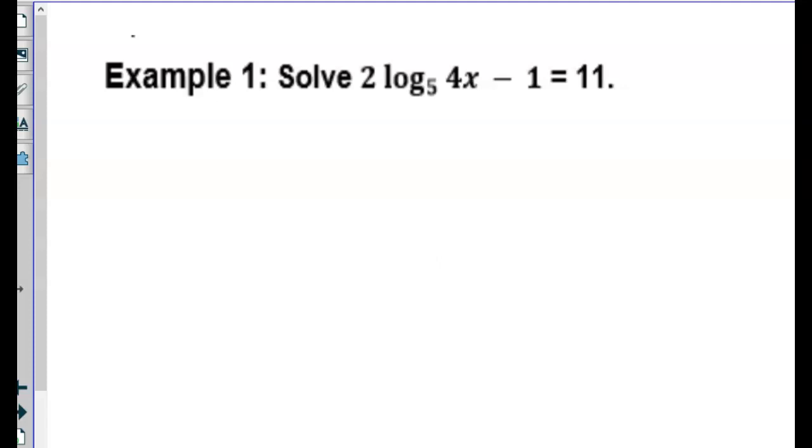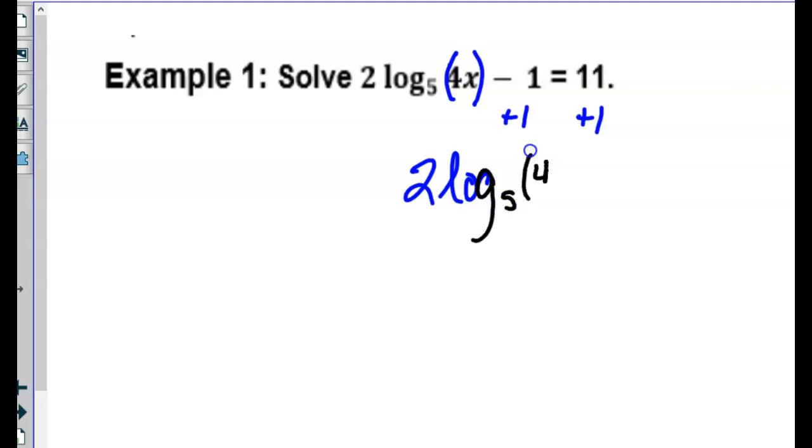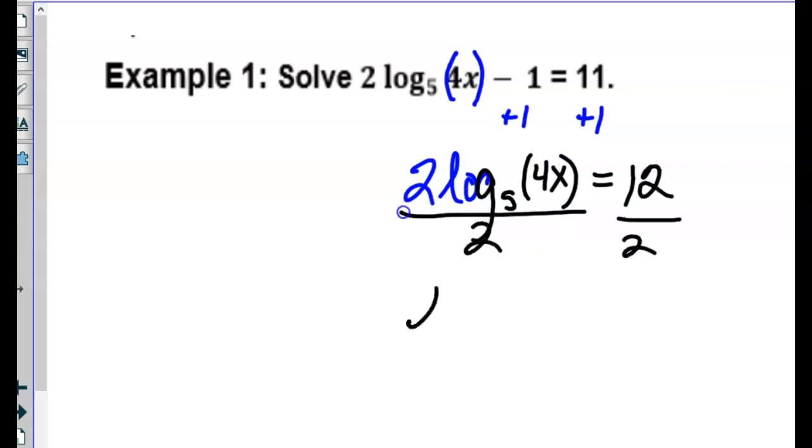Can we re-isolate the log? This is a strategy we used yesterday. When there's a single log expression, we're going to isolate it. Now, this confuses me because they don't use parentheses, but this is what it means. So what do you want to do first? Add 1 to both sides: 2 log base 5 of 4x equals 12. Then we need to divide the 2 off. Log base 5 of 4x equals 6.